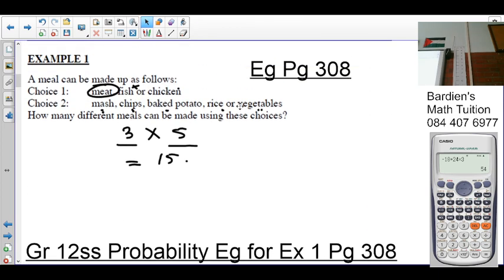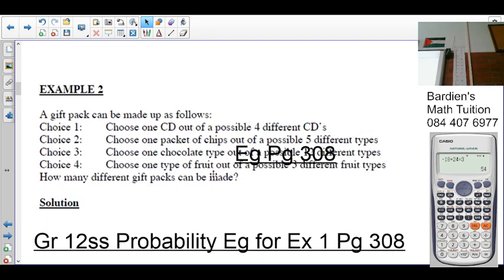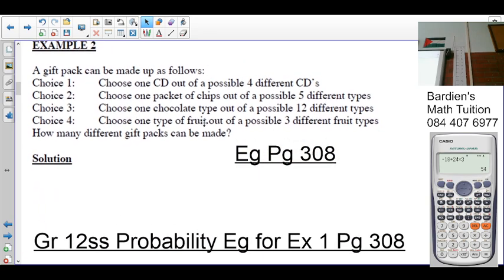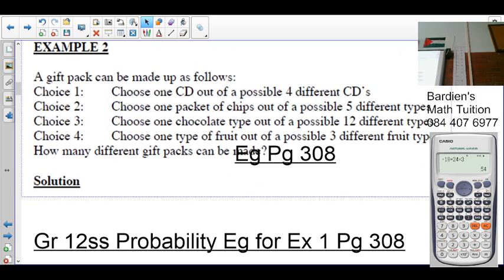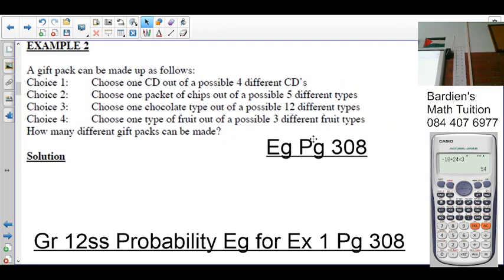Right. Let's go to the next question. This is example 2, also on page 308. That's a bit too big for the screen there.